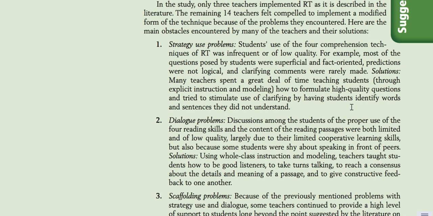Strategy use problems. Students' use of the 4 comprehension techniques of RT was infrequent or of low quality. For example, most of the questions posed by students were superficial and fact-oriented. Predictions were not logical, and clarifying comments were rarely made. Solutions: many teachers spent a great deal of time teaching students through explicit instruction and modeling how to formulate high-quality questions, and tried to stimulate use of clarifying by having students identify words and sentences they did not understand.